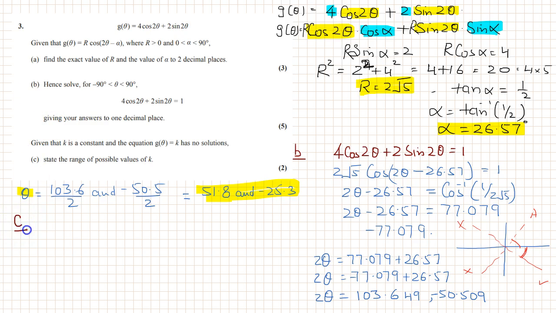Part C. Given that k is a constant and the equation g theta is equal to k has no solution. So it means 2 root 5 cos 2 theta minus 26.57 is equal to k has no solution.